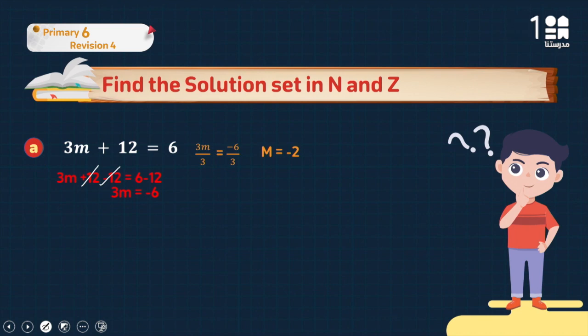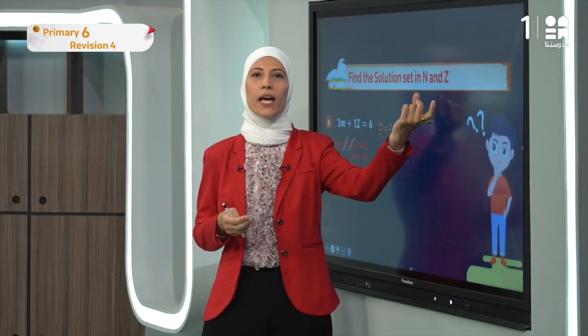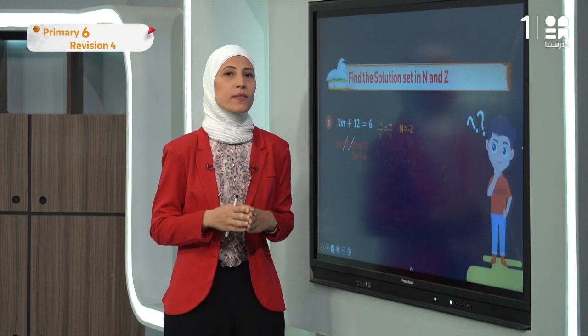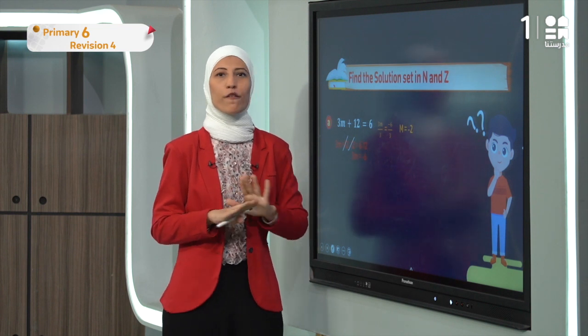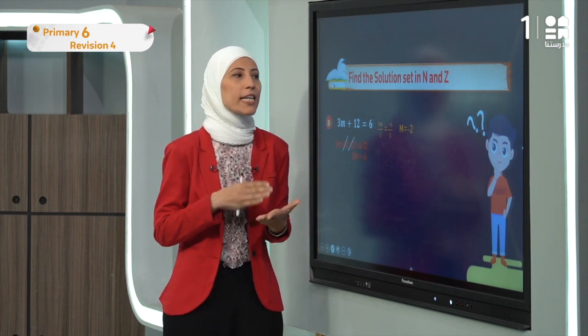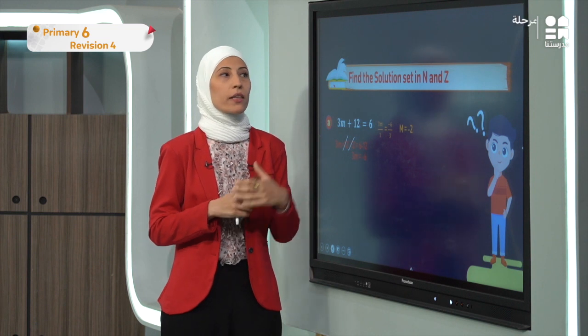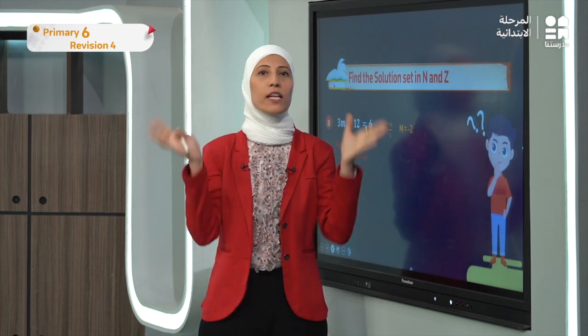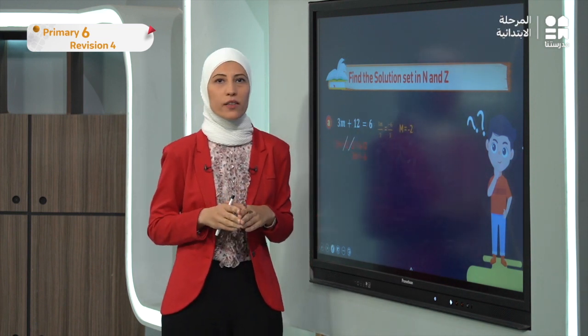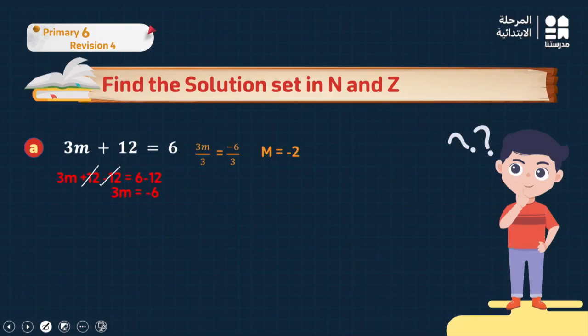I am going to ask myself, do I have negative 2 in N? No. So my solution set in N will be the empty set, because I cannot find negative 2 in N. What about Z, the set of integers? Of course, I can find negative 2 in my Z. So the solution set in Z equals negative 2. The solution set in N will be the empty set.